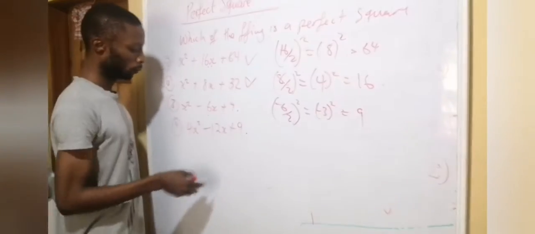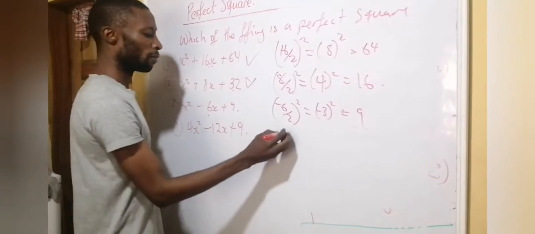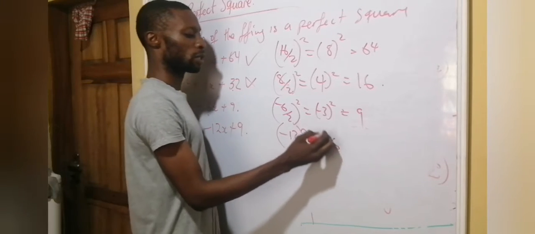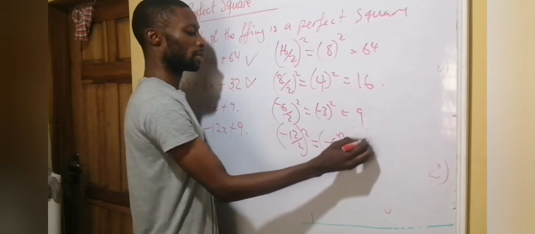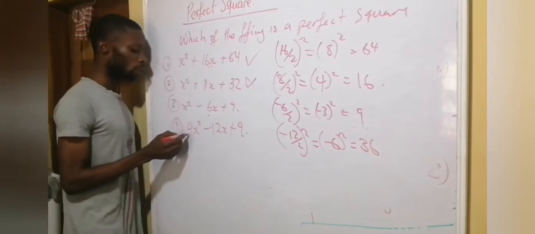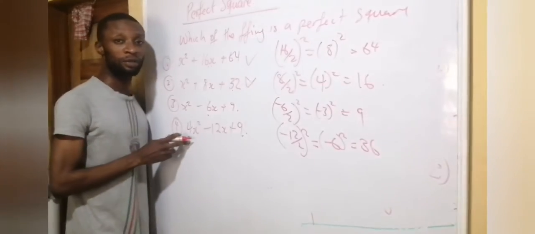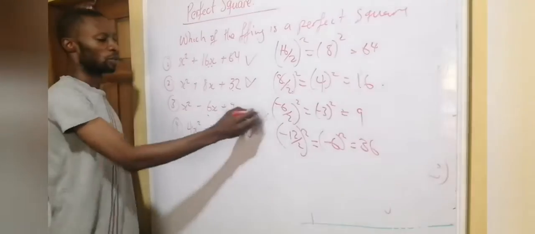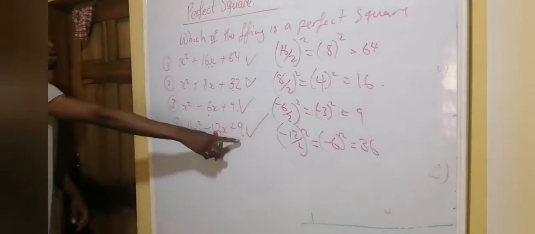So this one, we divide it by 2, we have minus 12 over 2 all squared, which is minus 6 squared, which is 36. But remember, this has a coefficient of 4 here. There is 4 here. 4 times 9 is 36. So this is also a perfect square.